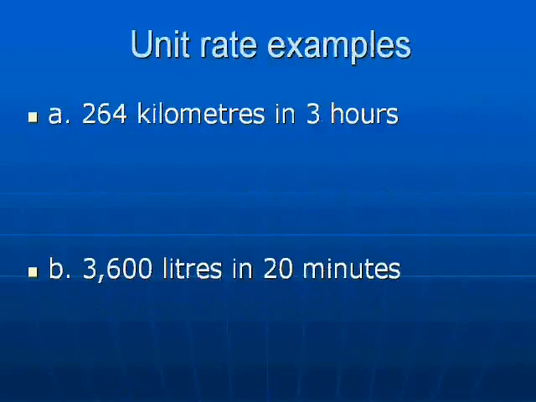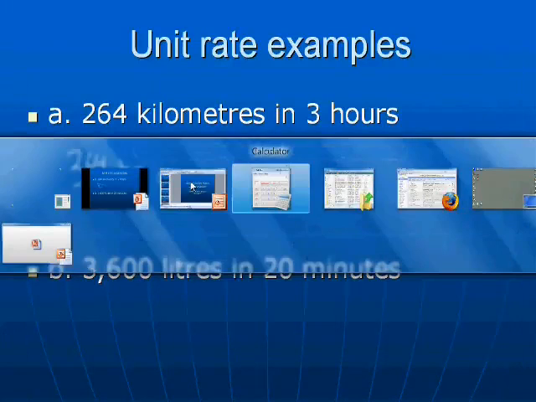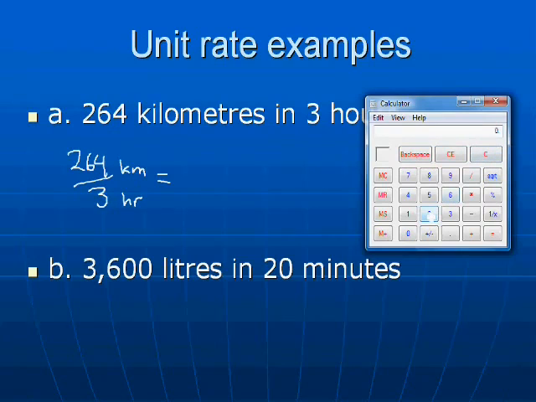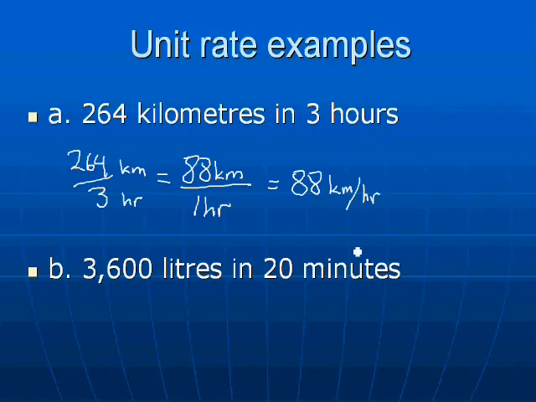So let's do a couple of examples of unit rate. If I had 264 kilometers in 3 hours, that would be 264 divided by 3. So 264 kilometers divided by 3 hours would give us, bring up our calculator, 264 divided by 3 equals 88. So that would give us 88 kilometers over 1 hour, which would be the same thing as 88 kilometers per hour.